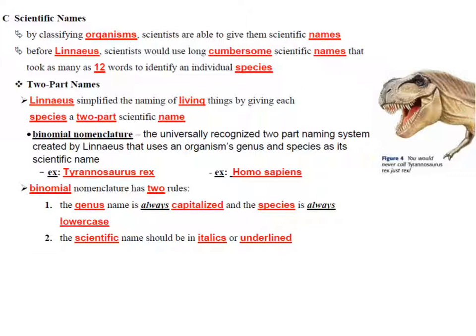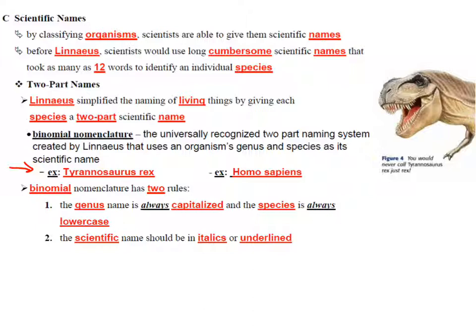Now, scientific names are often descriptive of the organism that they're naming. So, for example, Tyrannosaurus rex means terrible. I think it means terrible king, or terrible lizard king, and I think that's correct. And Homo sapiens, I know this one, Homo means man, sapiens means wise. So Homo sapiens, scientific name, actually means wise man.